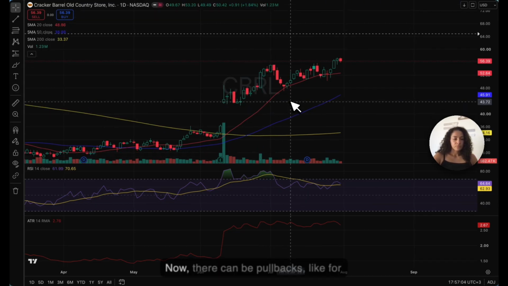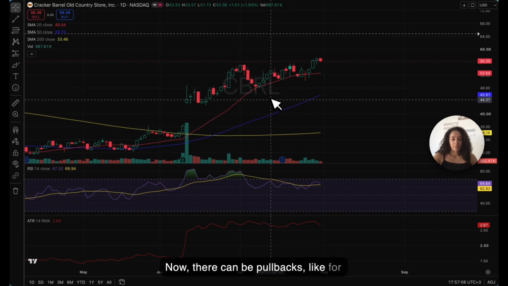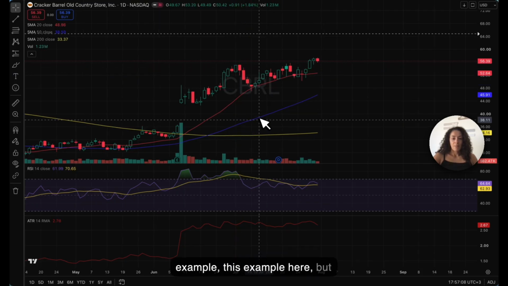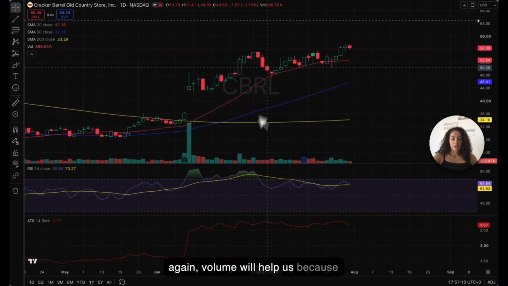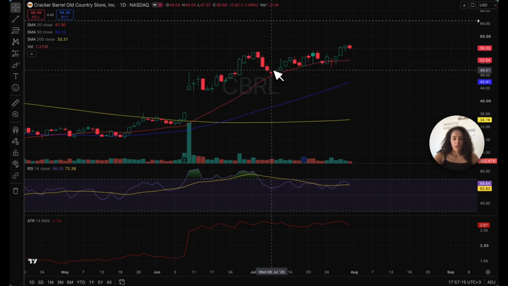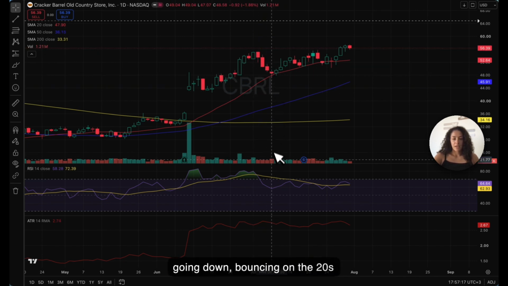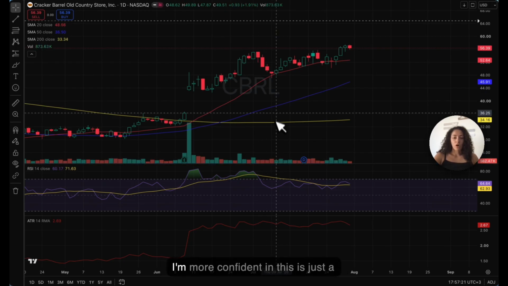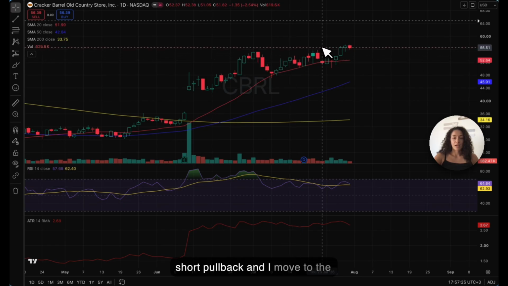Now, there can be pullbacks, like for example this one here. But again, volume will help us, because if I see a pullback, this red candle going down, bouncing on the 20 SMA, and the volume is drying up, there's no high volume, I'm more confident that this is just a short pullback, and a move to the upside will resume. So that's really, really important.